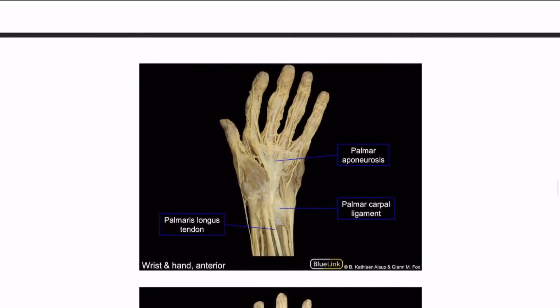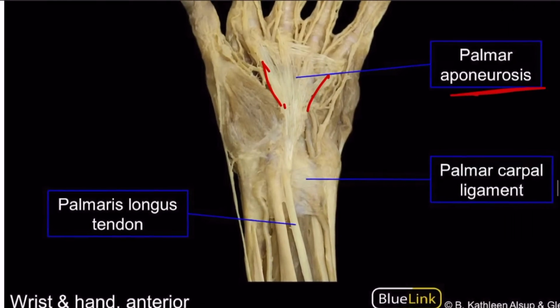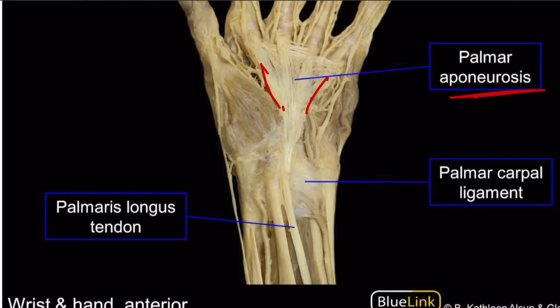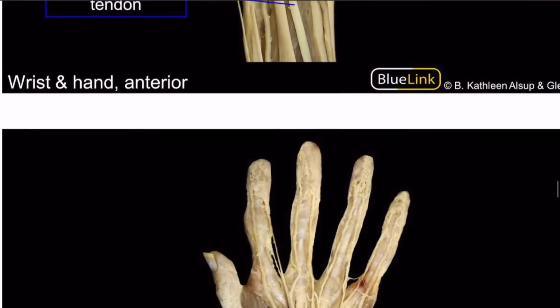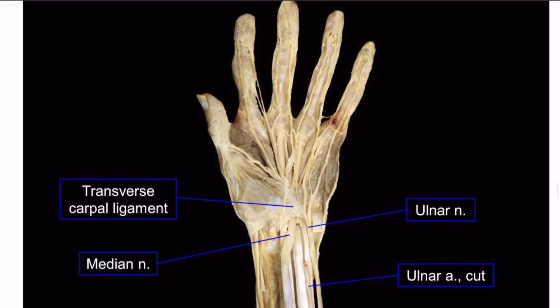You can see here, this is the palmar aponeurosis, and this is where Dupuytren's contracture can happen. And this is the palmar carpal ligament as well. And there is a tendon in there. This is the palmaris longus. What we're trying to see here is that palmaris longus is the only tendon that is superficial to the palmar carpal ligament. All right. Looking at this one, it's a little bit deeper.